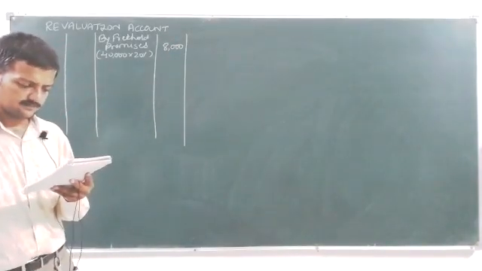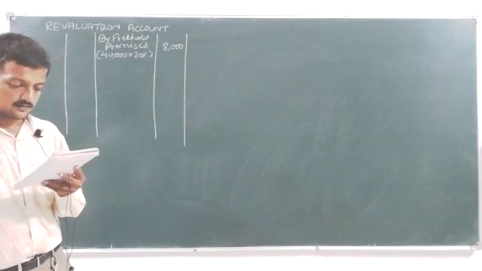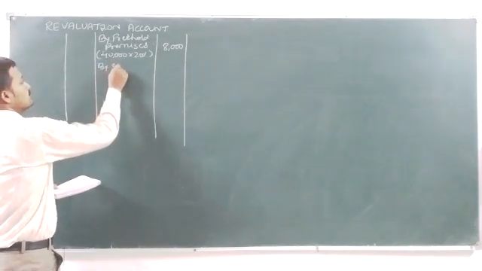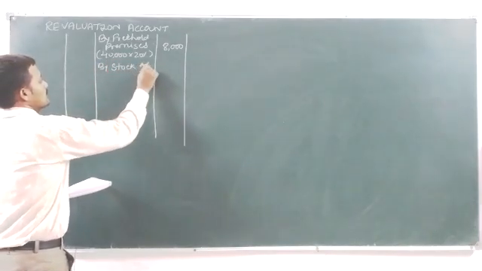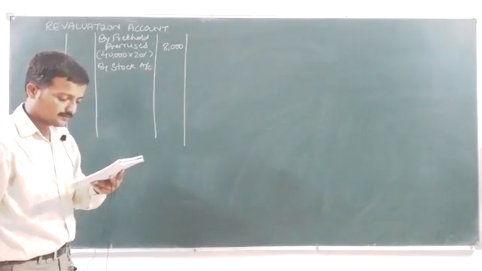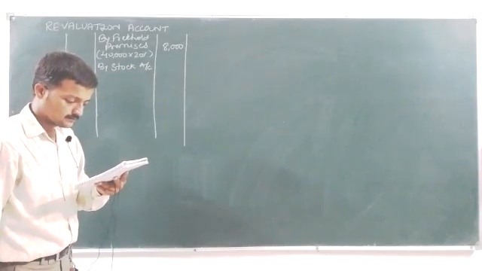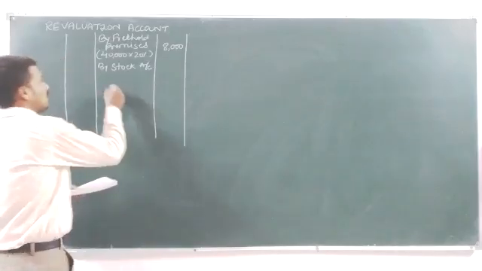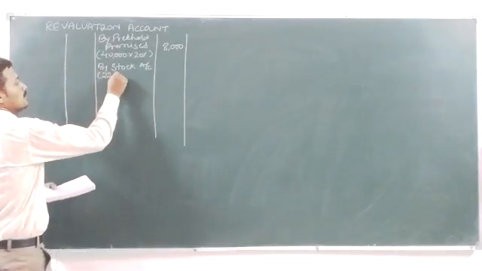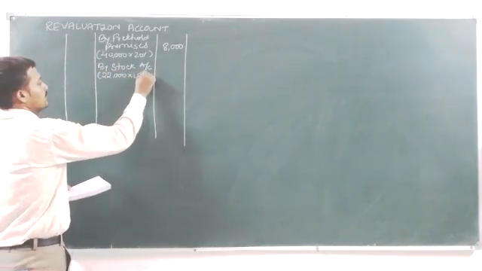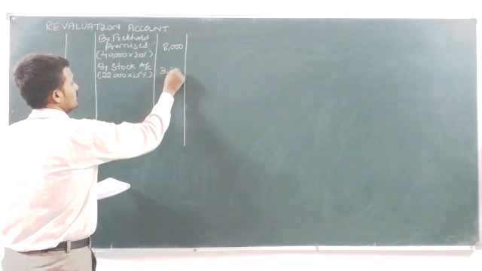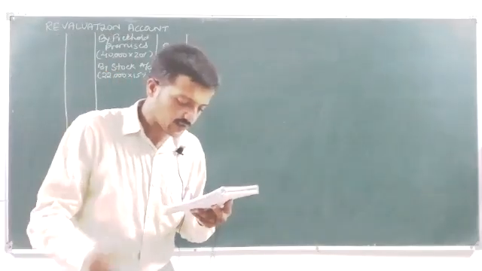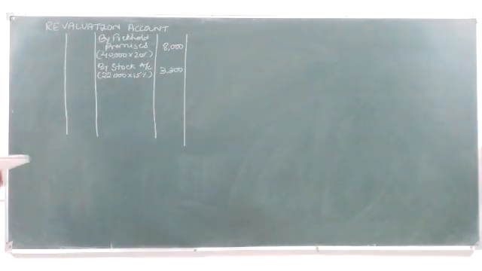Next, by stock account, stock value is 22,000 into 15%. I think that comes to 3,300. 3,300. Just check. I don't have a calculator. It may be 3,300.